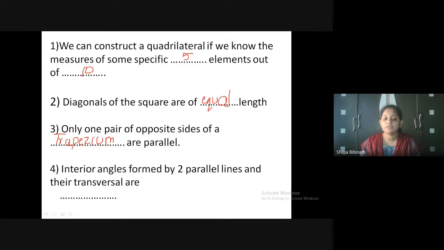Interior angles formed by two parallel lines and their transversal are, yes, they are always supplementary. Supplementary means when we add, we should get 180 degrees. So in the bracket, we can write 180 degrees.